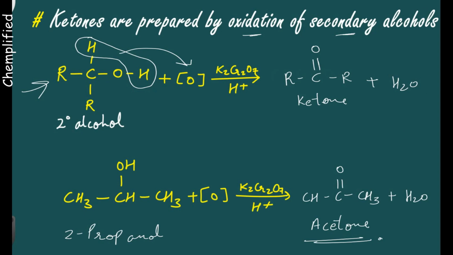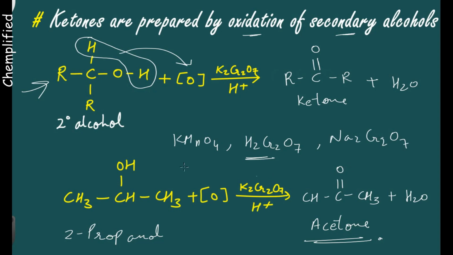You can use other substances for the oxidation like KMnO4. We have already written that, right? You can also use H2Cr2O7. This is just same as K2Cr2O7. This is chromic acid, right? You can also use Na2Cr2O7, sodium dichromate, right? So these are the substances.